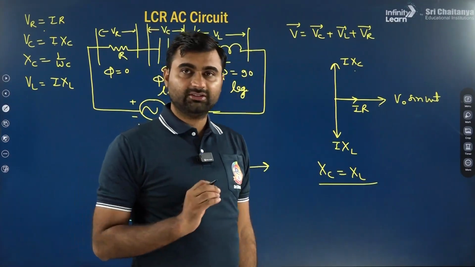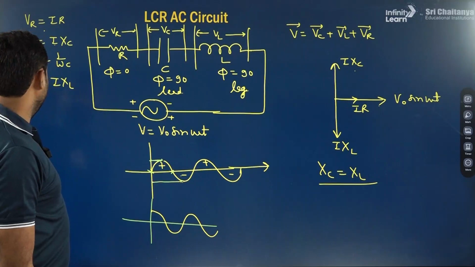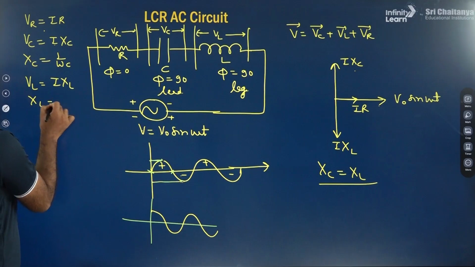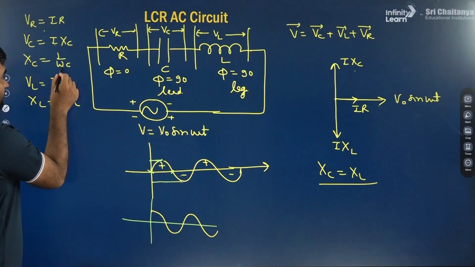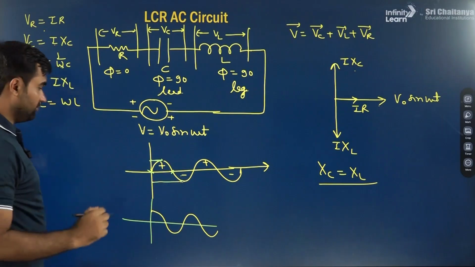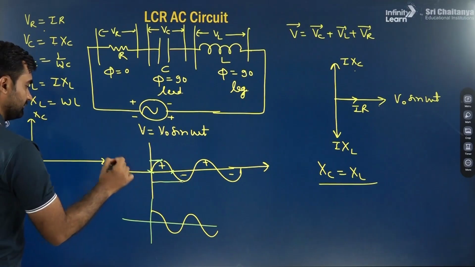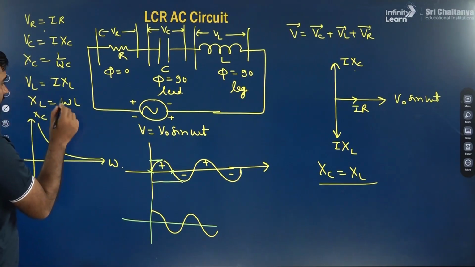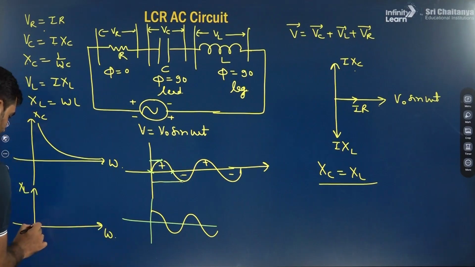Now, when they will be equal, how do we understand that? First we have to understand the graph of XC versus omega, and the graph of XL versus omega. You know XL value is omega L, right? So XC decreases with increasing frequency, so a hyperbolic graph will form. So the graph between XC and omega will be hyperbolic like this. Okay, XL and omega are proportional, so you all know this graph will be a straight line. The XL and omega graph will be a straight line.